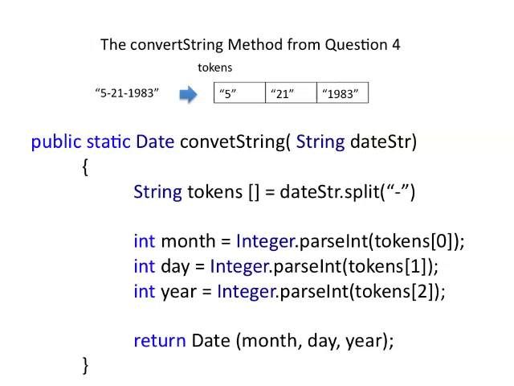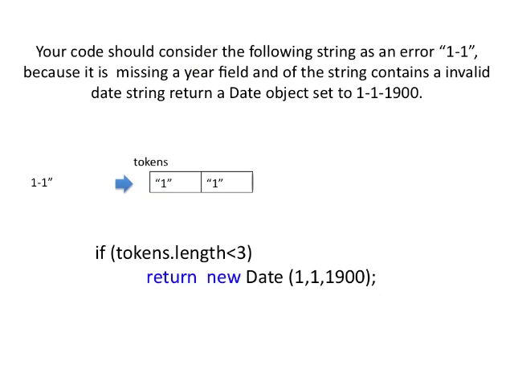What if you don't enter it exactly right? The following string has an error, 1-1, because it is missing a year field, and if the string contains an invalid date string, return a date object set to 1-1-1900. So if the string is 1-1, then the tokens array only has two elements in it, one for the month and one for the day.